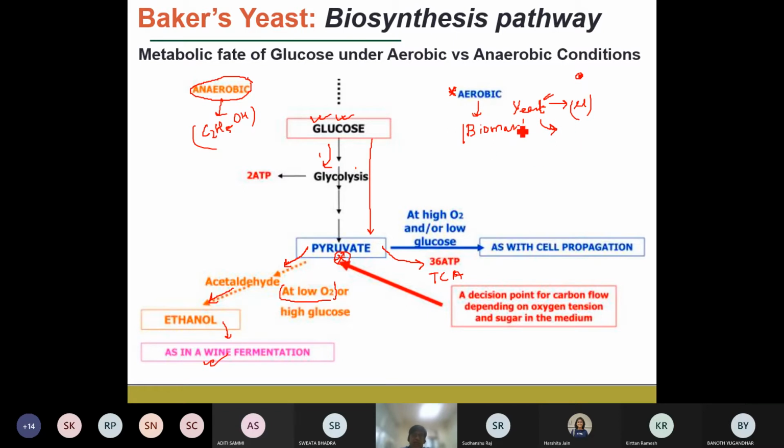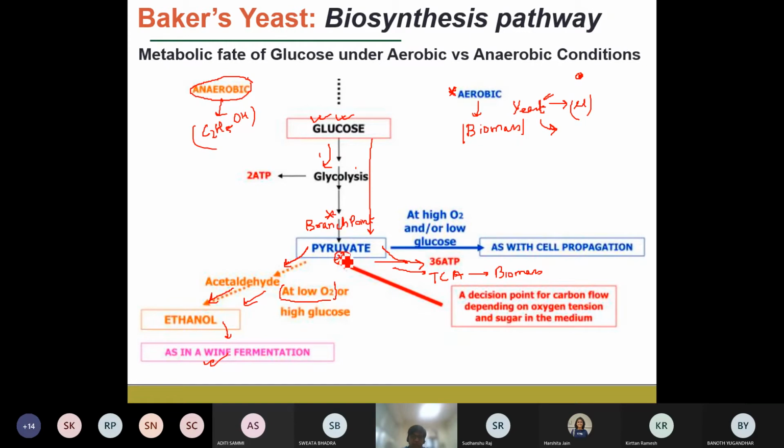So it is a very simple fermentation process compared to the ethanol production. But you can see this particular point at which the decision takes place: either the pyruvate will go for the production of ethanol, or it will follow the TCA cycle for the production of biomass. This particular point is called a branch point.